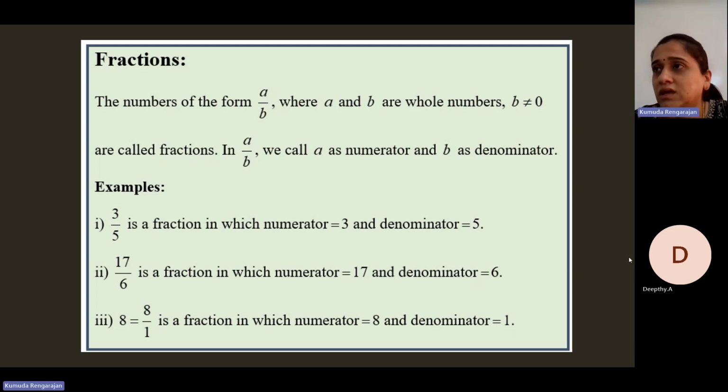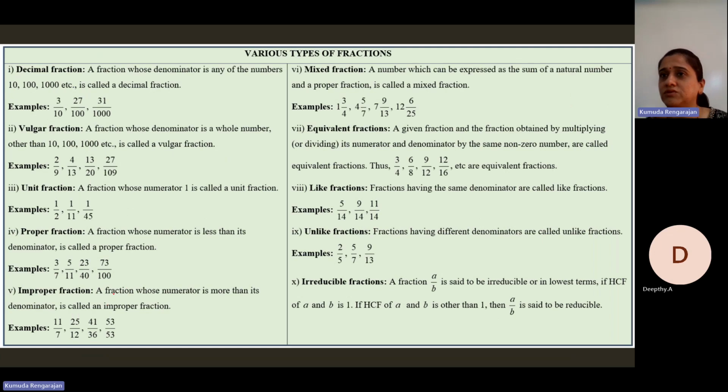Now, as I told you, a by b, a is the numerator, b is the denominator. So you can see these examples: 3 by 5, 17 by 6. 8 can be written as 8 by 1. So 8 is a fraction when you represent it as 8 by 1. Now the different types of fractions. Basically, a whole number divided by a whole number is a fraction. The denominator whole number should not be 0.